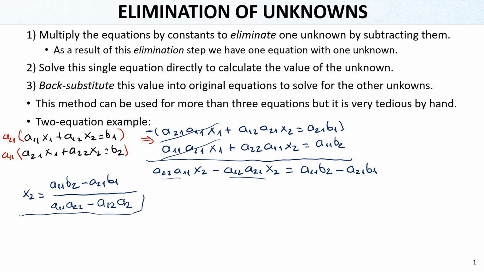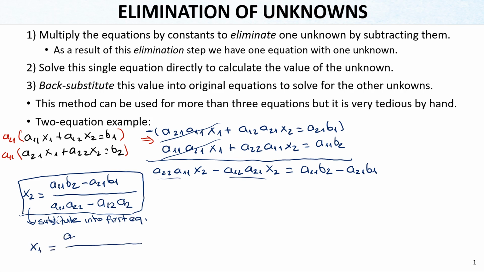So this is x2. Then what we do is just substitute this into the first equation. Then we can find x1: a22 b1 minus a12 b2 divided by a11 a22 minus a12 a21. You can do the operations in between. I didn't show them, I just showed the final result here.